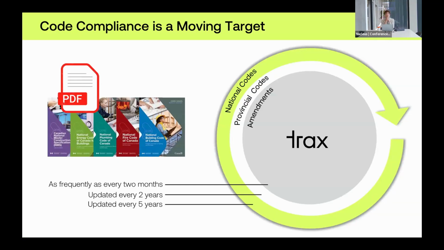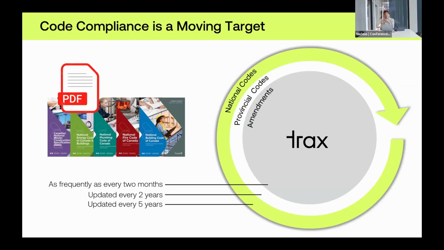So, as I'm sure you're all aware, if you work with building code, it's a little bit of a moving target. So the reason why we created our tool, Trax Codes, was to try and address the shifting cycles for codes. The national codes update on their own cycle, provincial codes update on their own cycle, and then there's off-cycle amendments that can happen in some provinces as frequently as every 6 weeks.